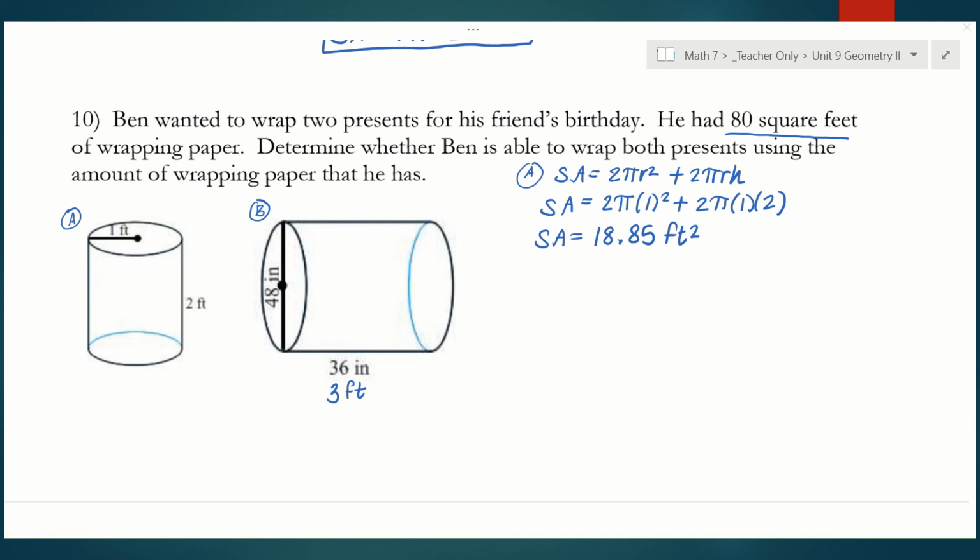For the diameter, if it's 48 inches, if I want to convert that to feet, 48 divided by 12 is 4. So that means the diameter is 4 feet. But I need to make sure I know the radius because that's what I need for the formula. So the radius is actually 2 feet. Okay, so let's go ahead and find the surface area of cylinder B. So 2 pi r squared.